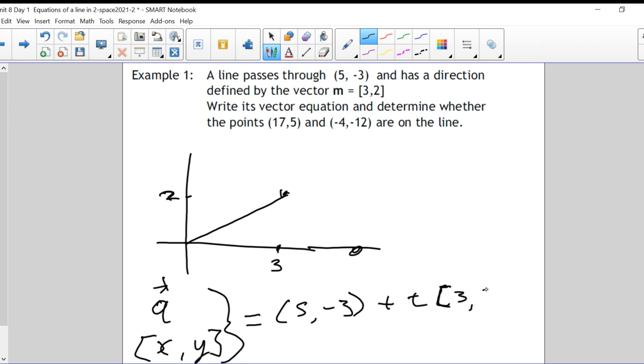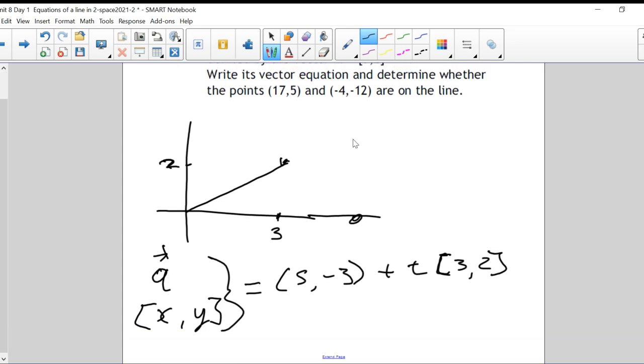So I'm saying that as I scale this, as I change this t to different values, and I add on this other point over here, what I'm going to get is every single point that's on the line is going to be reachable by just simply changing the t value of this. Okay, so that would be what we call the vector equation of the line.